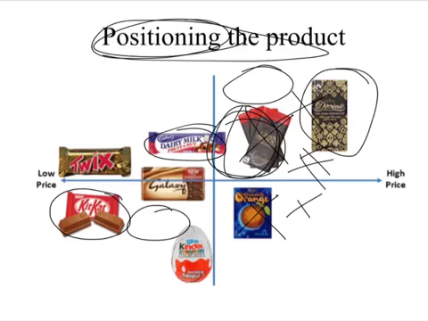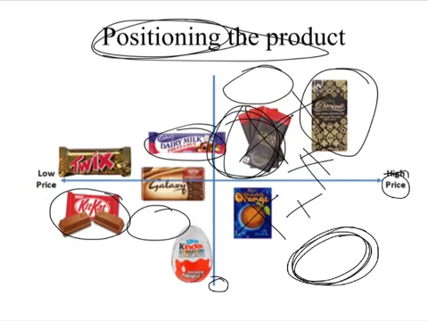For instance, as I say, if we look at high price, low quality, it would be pretty daft to try and launch something there, because why would someone pay a high price for a low quality chocolate when they could pay a high price and get a high quality chocolate? So there may well be a gap in the market for a reason.